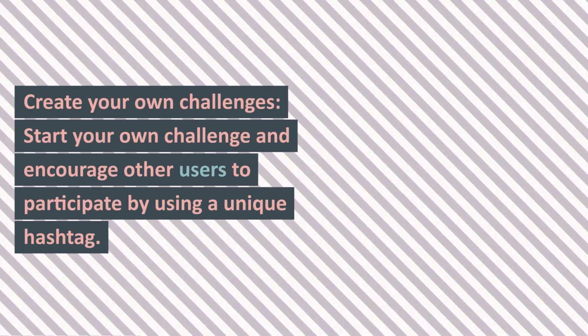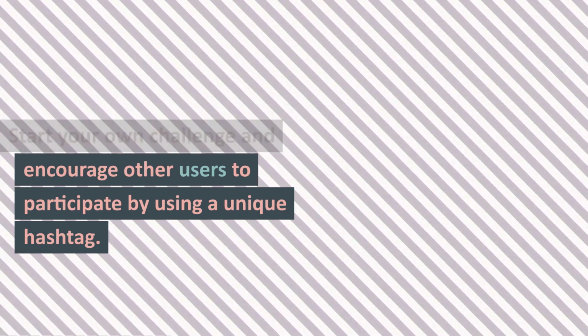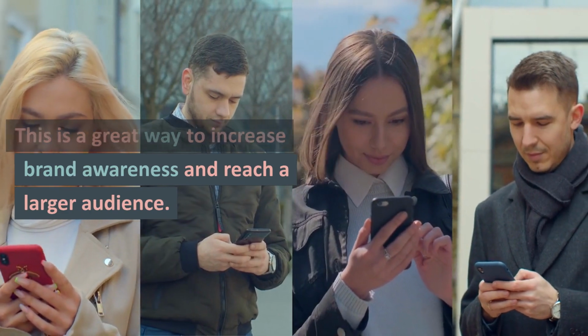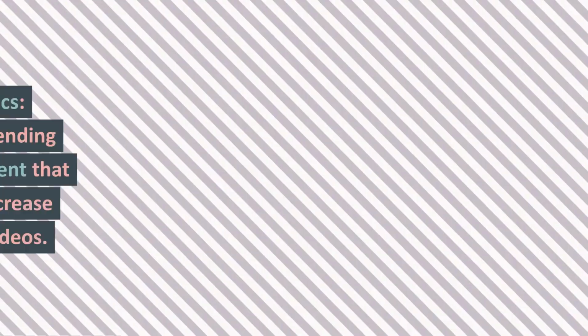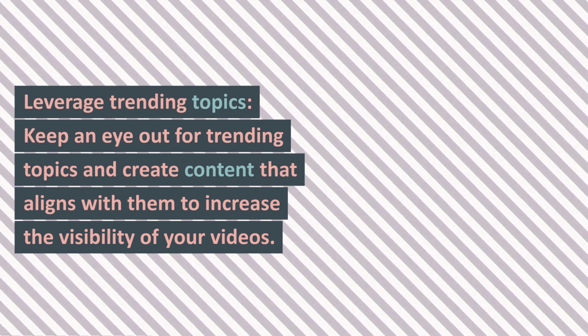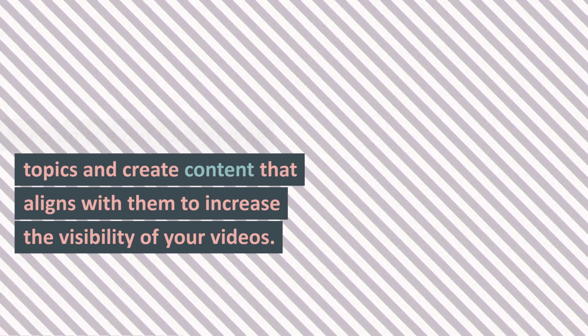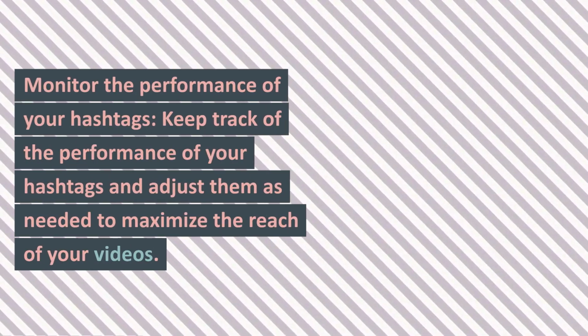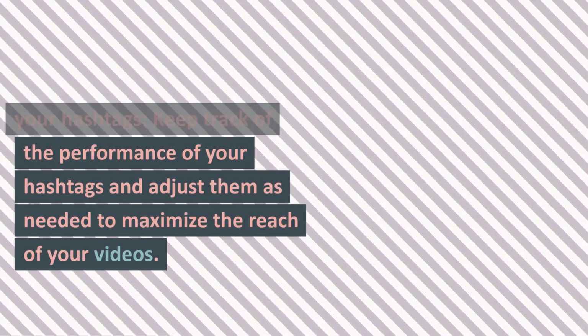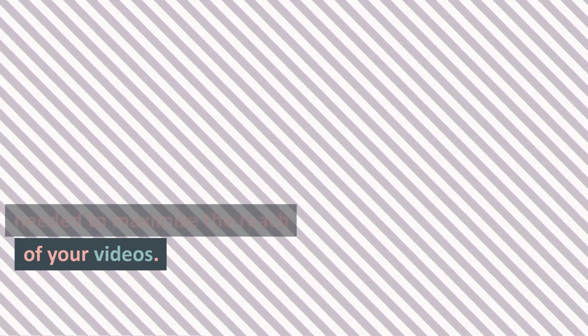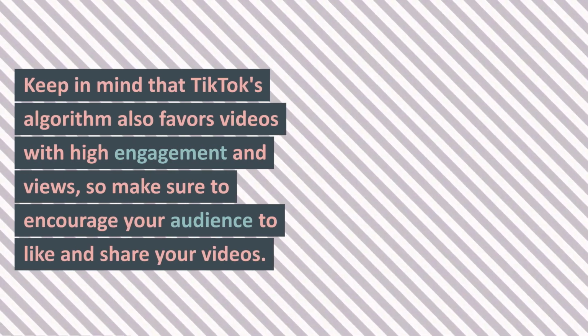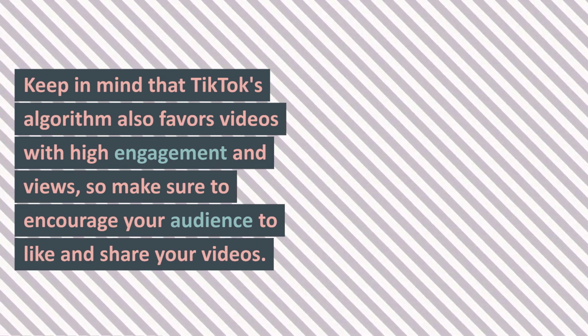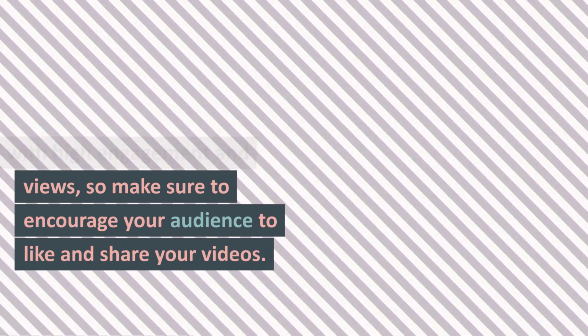Create your own challenges. Start your own challenge and encourage other users to participate by using a unique hashtag. This is a great way to increase brand awareness and reach a larger audience. Leverage trending topics. Keep an eye out for trending topics and create content that aligns with them to increase the visibility of your videos. Monitor the performance of your hashtags. Keep track of the performance of your hashtags and adjust them as needed to maximize the reach of your videos. Keep in mind that TikTok's algorithm also favors videos with high engagement and views, so make sure to encourage your audience to like and share your videos.